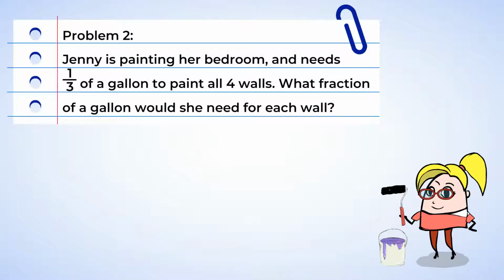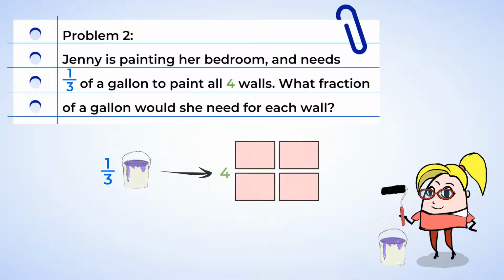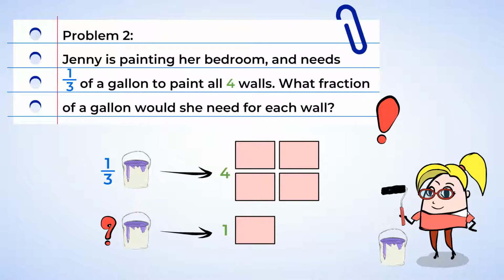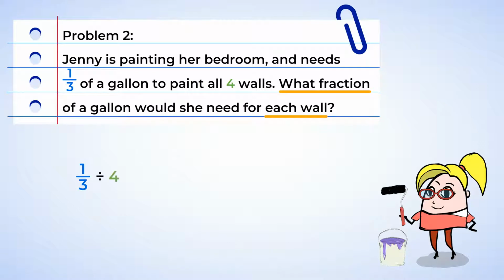Jenny is painting her bedroom and needs 1/3 of a gallon to paint all 4 walls. Now she needs to be careful how much paint she'll use for each wall so that she has enough to finish the job. So she has to calculate what fraction of a gallon she would need for each individual wall. Jenny needs to take 1/3 gallon of paint and divide it by 4. So we can create the expression 1/3 divided by 4. And here I'll show you a mighty shortcut.